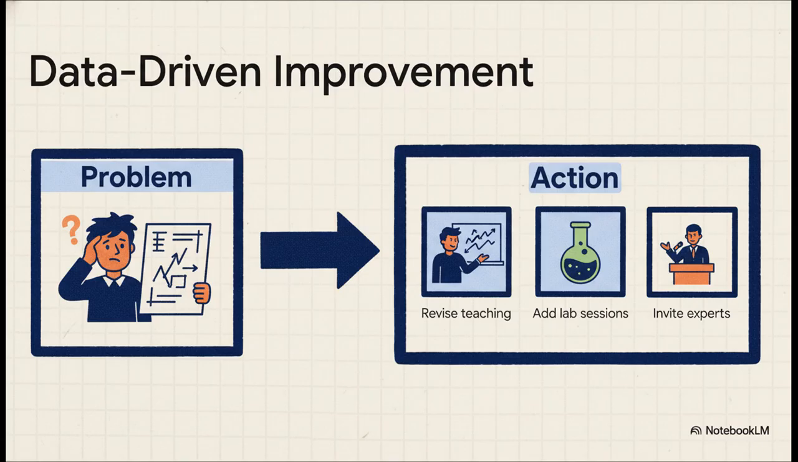Let's say we find out that students are really struggling with that beam design project. You don't just slap a failing grade on it and call it a day. You ask why. Maybe the way we're teaching it isn't clicking. Maybe they need more time in the lab. Or hey, maybe bringing in an expert from the field would give them the context they're missing. You use that feedback to make the whole system better for the next time.